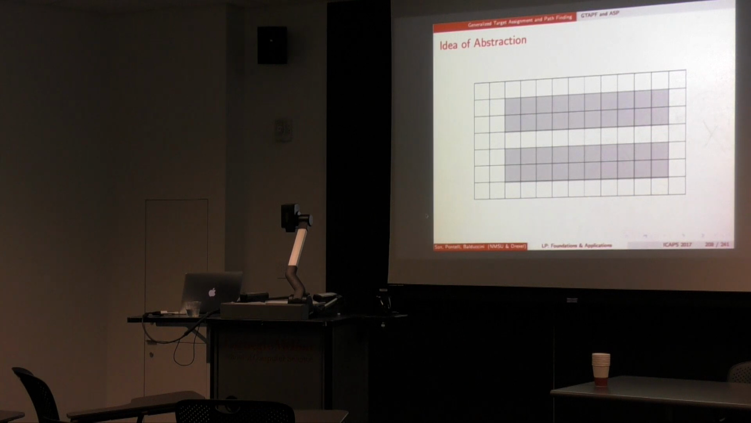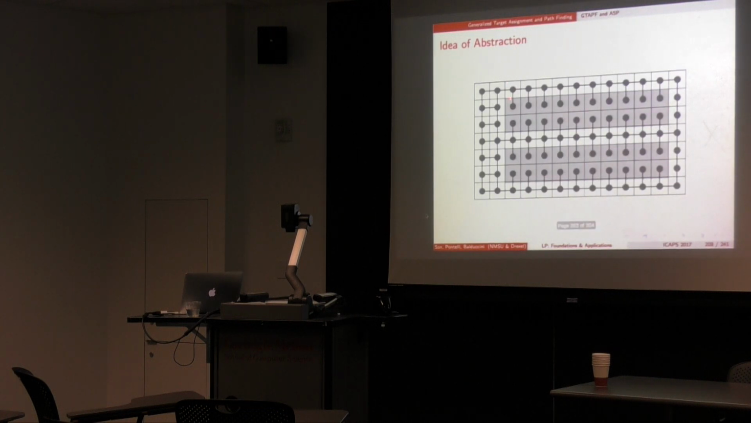So the idea of abstraction is like this. Suppose that we have the map like this, and the connection is like that. The connection is typically constant. So what we do is that we basically collapse all the points: first we collapse this thing, that thing, and that thing into one single point. And then we reduce it into that.